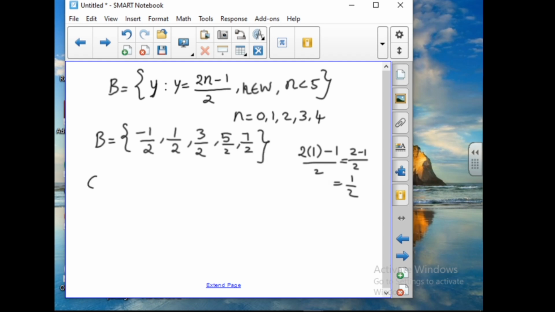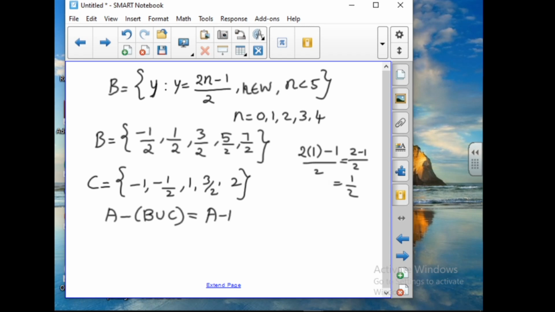Then for C, C is already given, so no need to find anything. C is minus 1, minus 1 by 2, 1, 3 by 2, 2. So what we want to show is that A difference (B union C) is equal to (A difference B) intersection (A difference C).